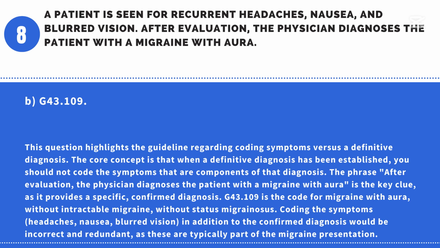G43.109. This question highlights the guideline regarding coding symptoms versus a definitive diagnosis. The core concept is that when a definitive diagnosis has been established, you should not code the symptoms that are components of that diagnosis. The phrase, after evaluation, the physician diagnoses the patient with a migraine with aura is the key clue, as it provides a specific, confirmed diagnosis. G43.109 is the code for migraine with aura, without intractable migraine, without status migrainosus. Coding the symptoms, headaches, nausea, blurred vision, in addition to the confirmed diagnosis would be incorrect and redundant, as these are typically part of the migraine presentation.